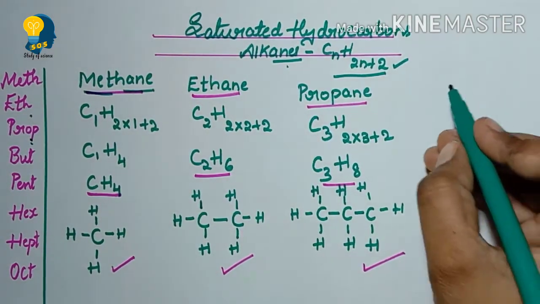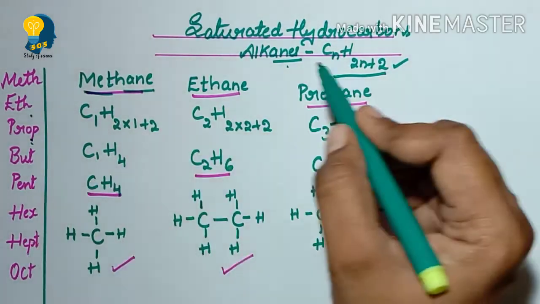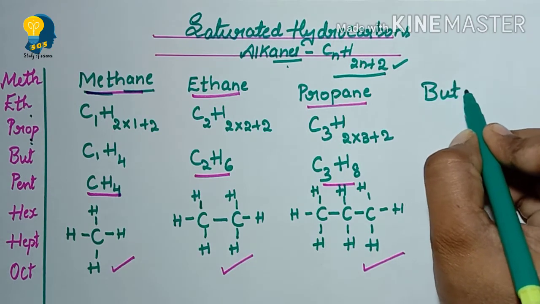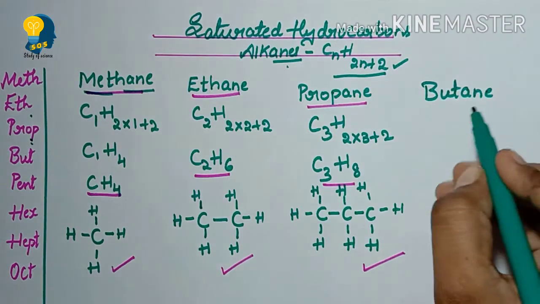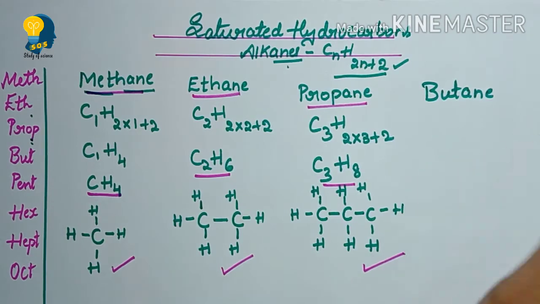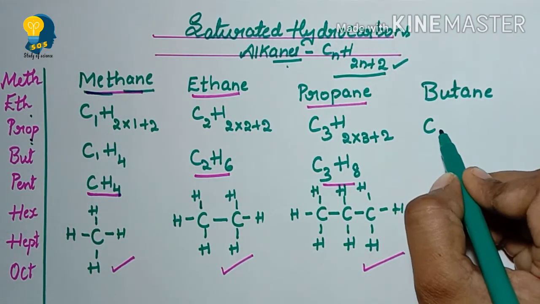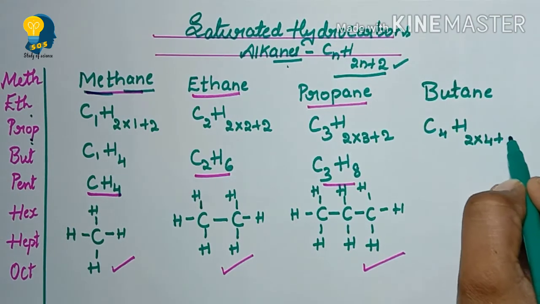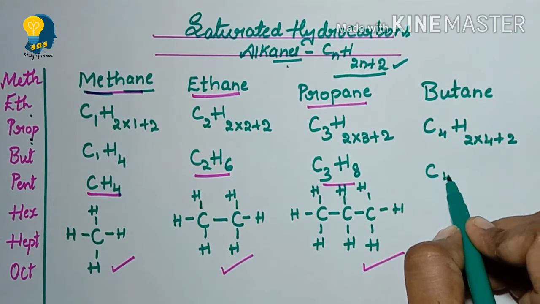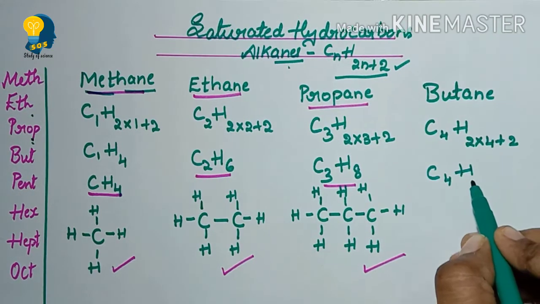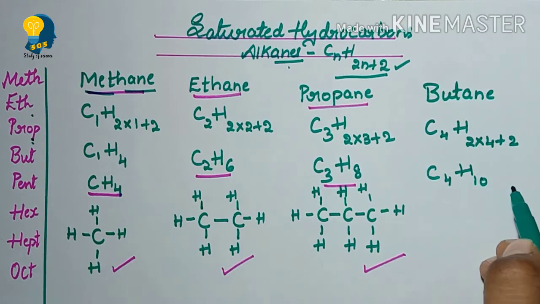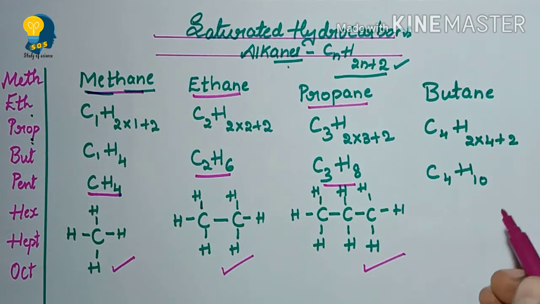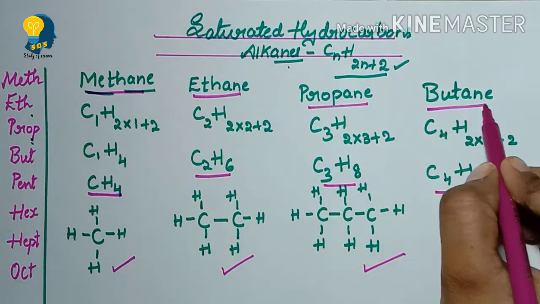Now the fourth member is but. But combines with ane, it becomes butane. So let me substitute n is equals to 4. C4H2 into 4 plus 2. That means C4H, 2 4s are 8 plus 2 is 10. C4H10. Okay. So by looking at molecular formula, let us write structural formula. Now this is the molecular formula for butane.